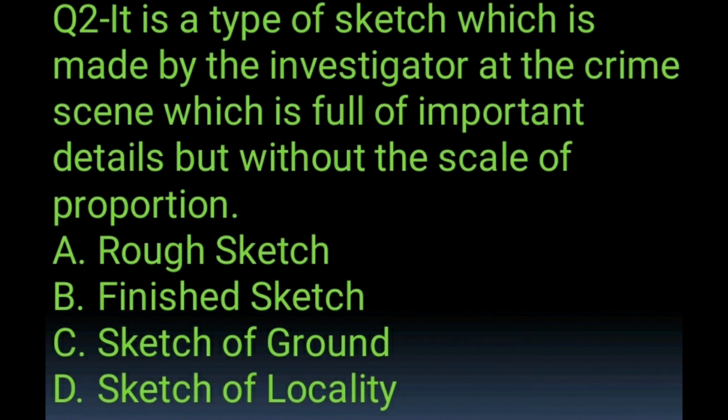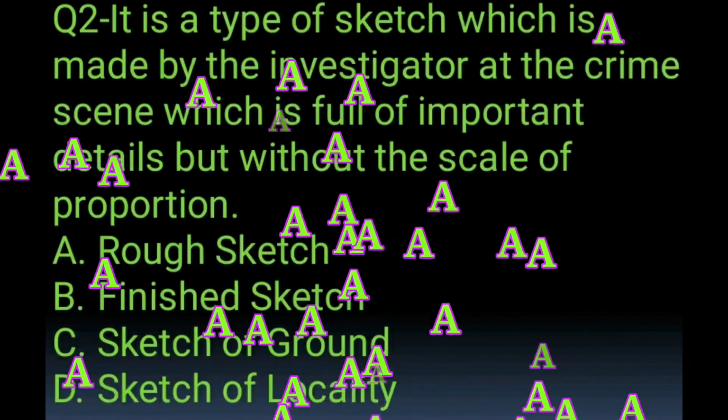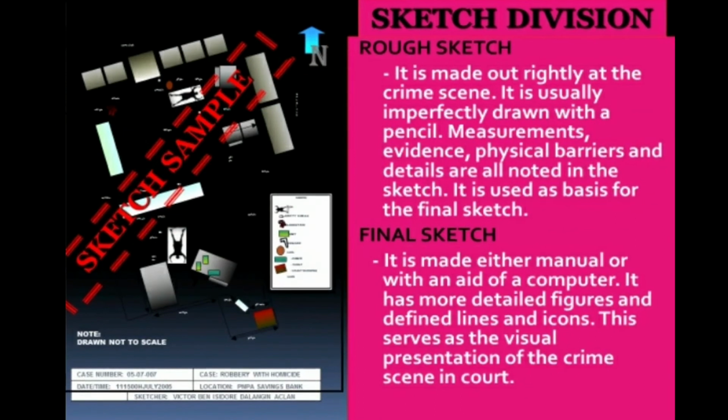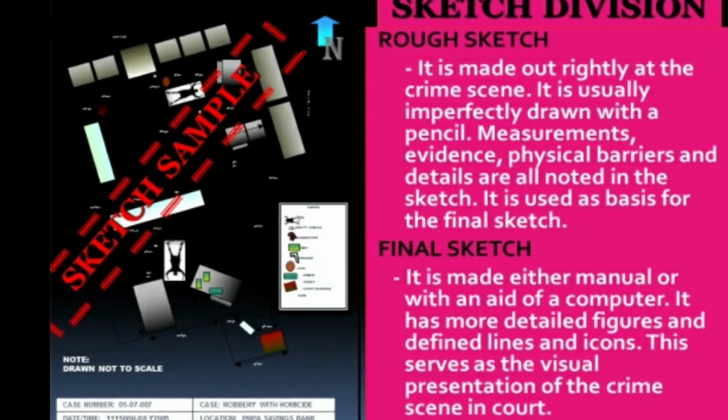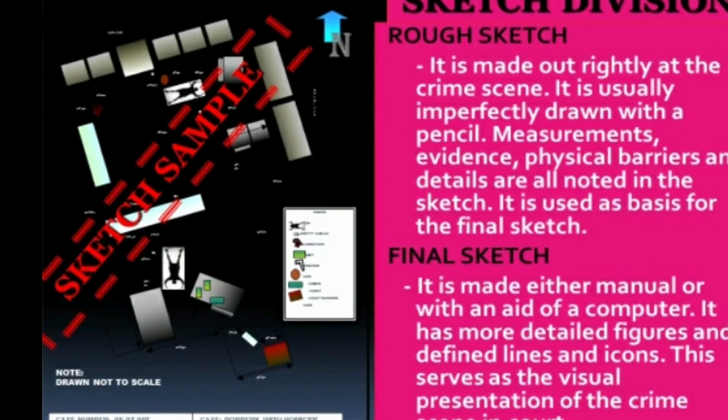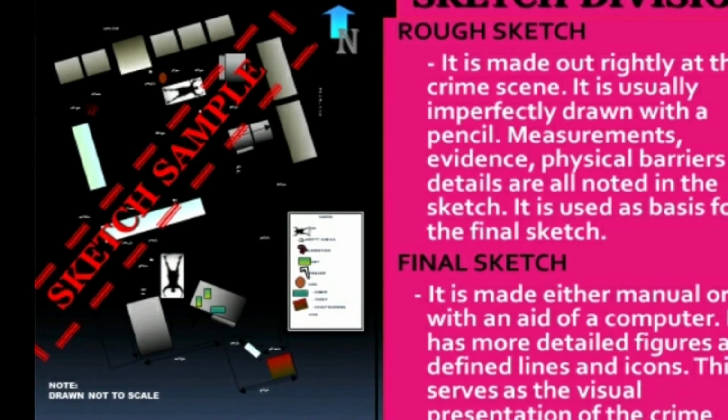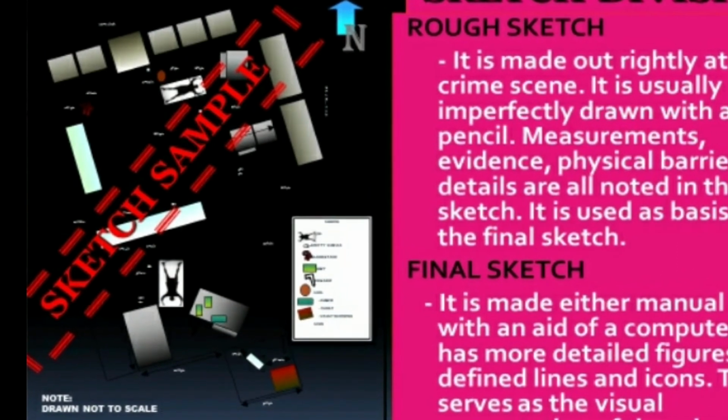Yan. So as to preparation, there are two general types of sketch. We have rough and finished sketch. And the sketch that is being prepared at the crime scene by the investigator or the sketcher of the crime laboratory is rough sketch, that is Alpha. So rough sketch is the sketch made by the investigator at the crime scene, which is full of important details but without scale and proportion. Yan. So it is used as basis in preparing the finished sketch.